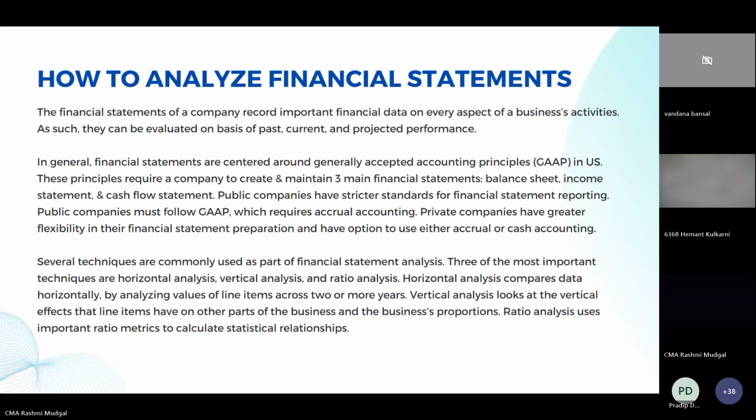Public companies must follow GAAP, which requires accrual accounting. They cannot go for cash-based accounting, they have to go with accrual accounting only. Okay, a private company has greater flexibility because in a private company the promoters' money is invested, so companies definitely go with their own rules. If the shareholder is happy, the other stakeholders are happy, because the number of stakeholders is less in a private company compared to a public company. Okay, in their financial statement preparation they have the option to use either accrual or cash accounting.